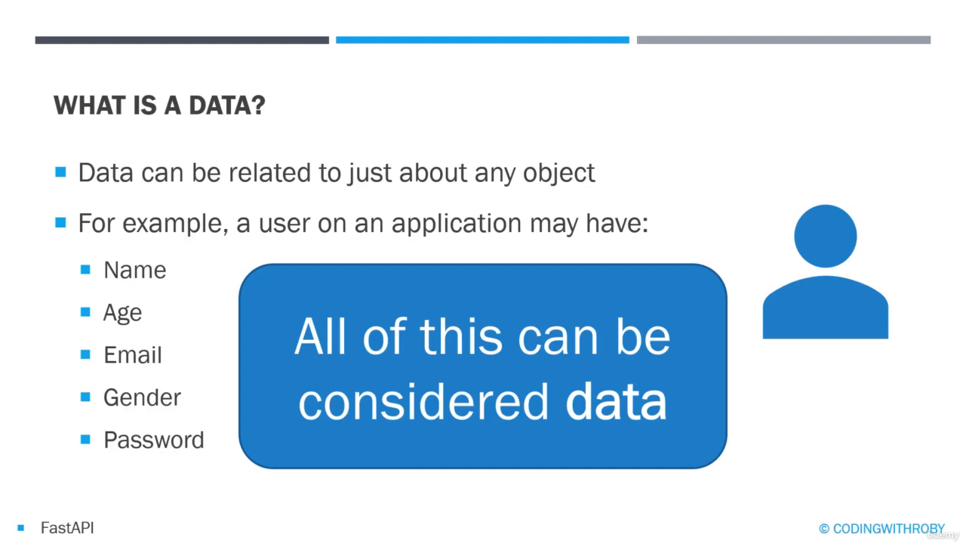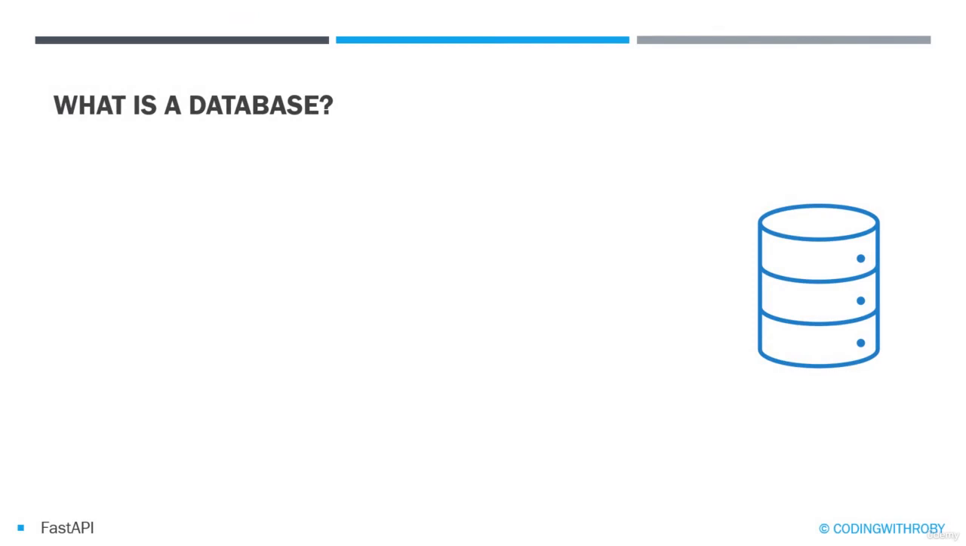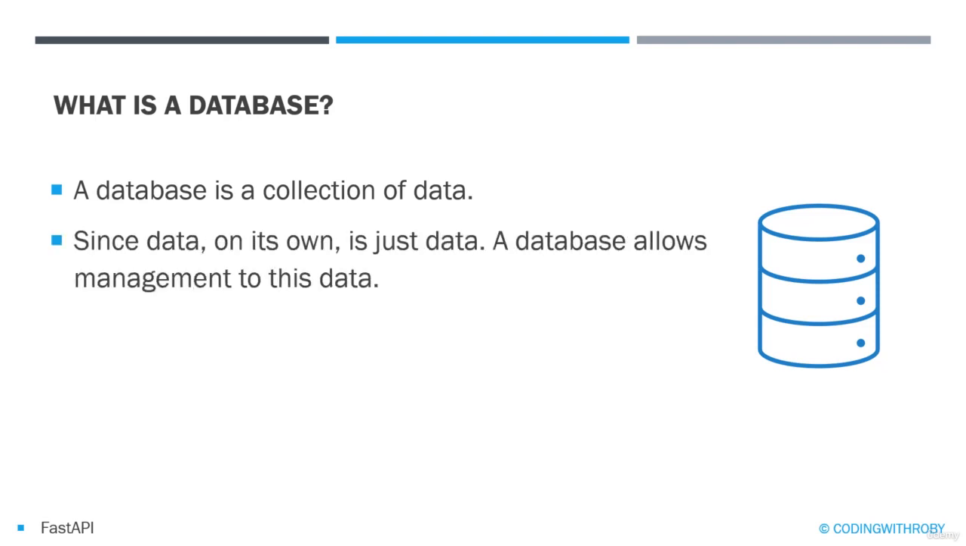Think of a user on your favorite social media platform. This user may have a username, a profile picture, and may even have some posts, images, and other objects of data that other users may be able to look at. Programming is all about how to handle data. So let's rewind a little bit and go back to how do we handle data? A database is how we handle data. And a database, again, is a collection of data. And since data on its own is just data, a database allows the management of this data.